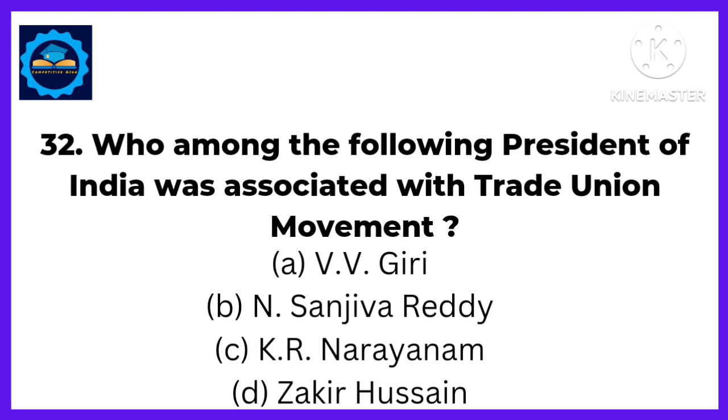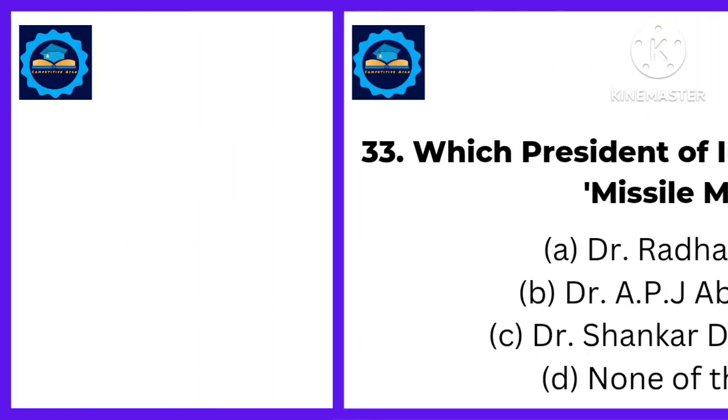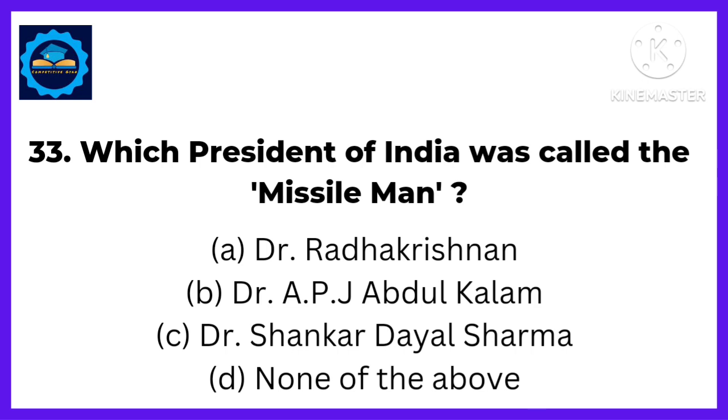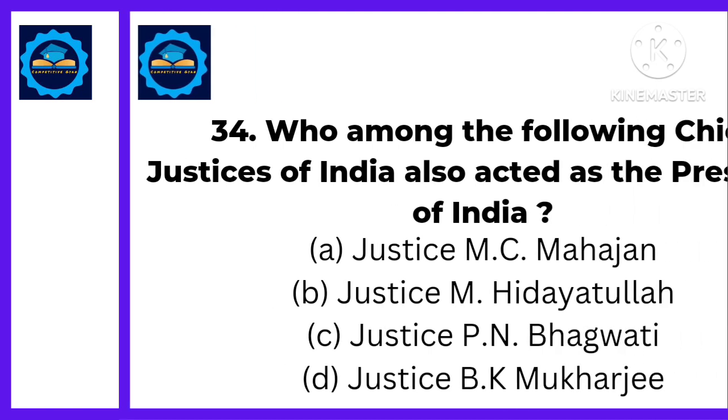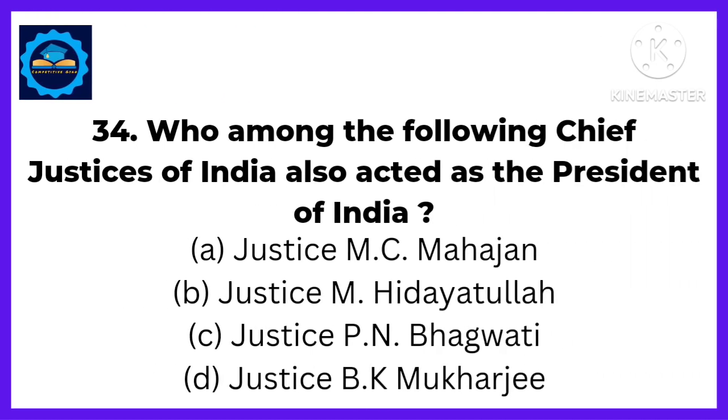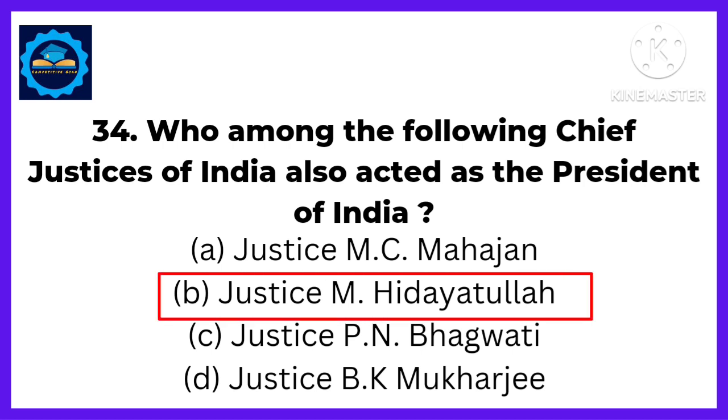Next, who among the following Presidents of India was associated with the trade union movement? Answer. President V.V. Giri was associated with the trade union movement. Next, which President of India was called Missile Man? Answer. President Dr. APJ Abdul Kalam was called the Missile Man of India. Who among the following Chief Justices of India also acted as the President of India? Answer. Justice M. Hidayatullah acted as the President of India.